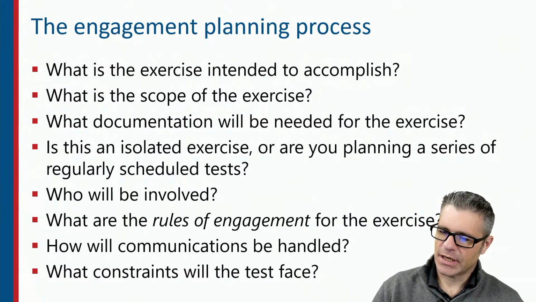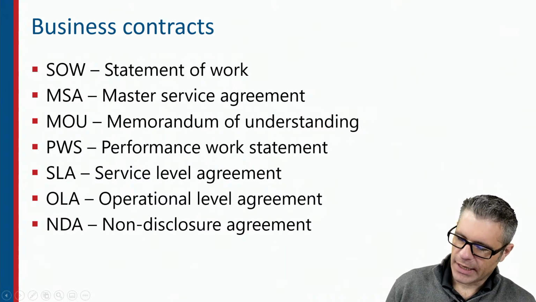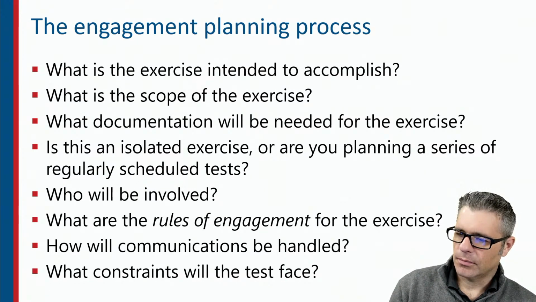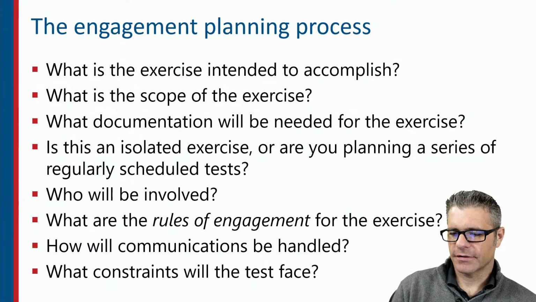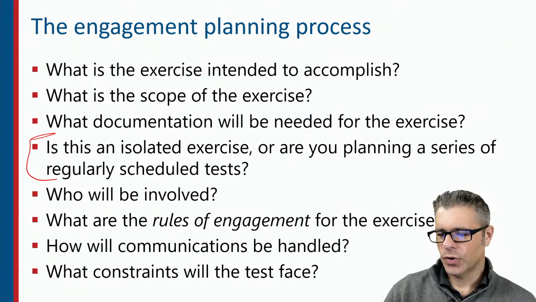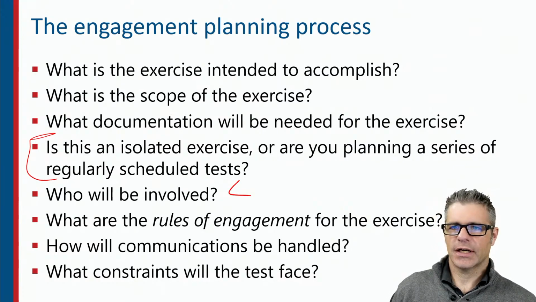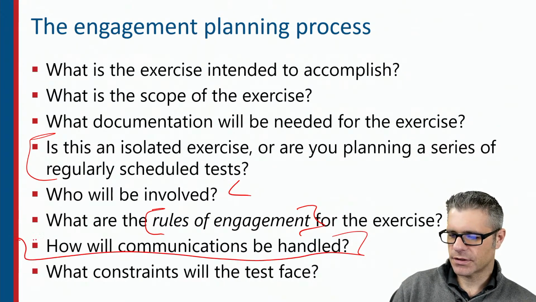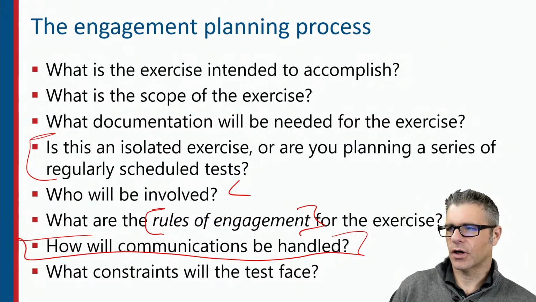And then the rest of the stuff. What kind of documentation can we expect? What kind of information do we need in order to effectively do this? Are we going to be doing this on a regular basis? Who will be involved on both sides? So what are the names of the people involved? What do the rules of engagement look like? We'll touch on those later. How do we handle that communication I was talking about? And then what constraints are placed on us?